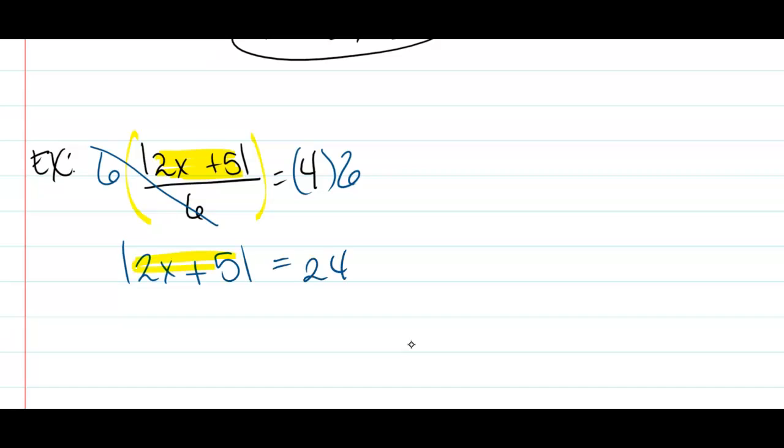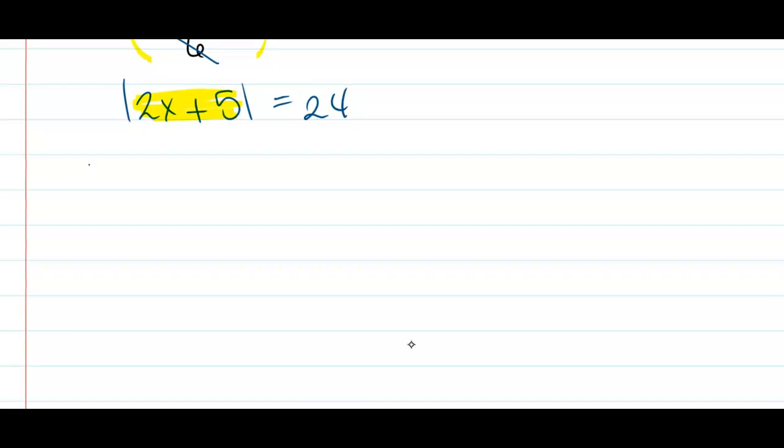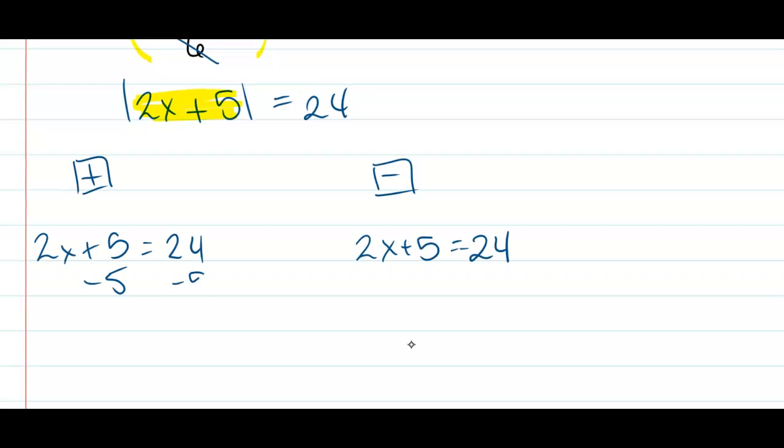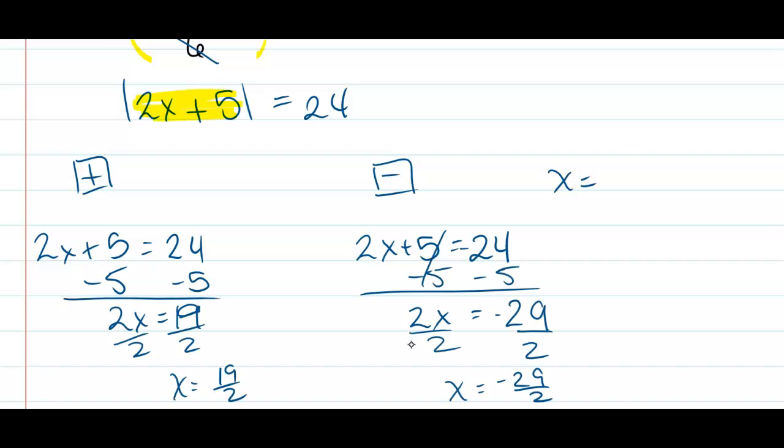Now that my absolute value is isolated, we can create our two equations, the one where my 24 is positive and then the one where my 24 is negative. And then we solve for x. So the two possible solutions here are 19 over 2 and negative 29 over 2.